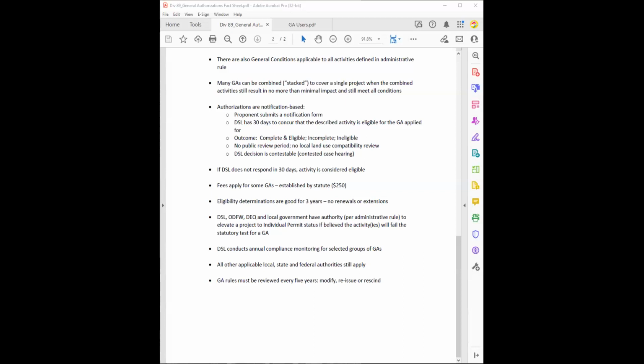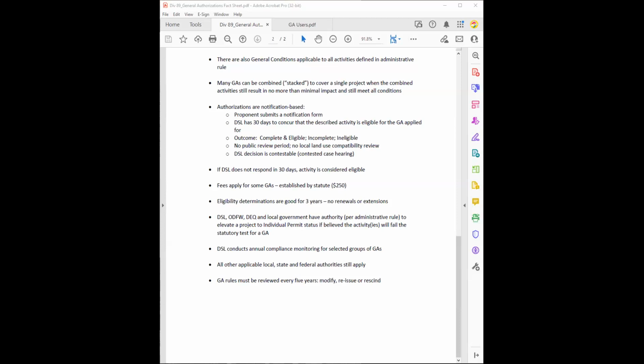DSL conducts annual compliance monitoring for selected groups of GAs. So every year we go out in the field and do a statistically valid survey of the GA's activities that we authorize to make sure that they were done in the way that they were described to us, and to make sure that impacts remained minimal. So because of that, we have a high level of confidence that the GAs that we have on the books now are meeting that statutory test by and large.